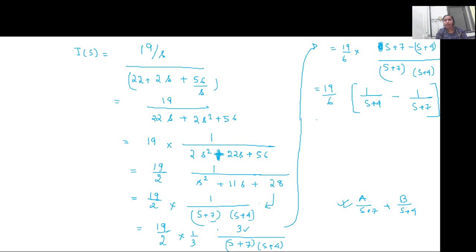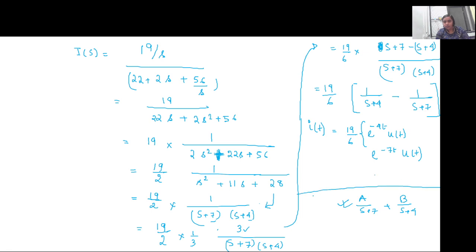Now we can easily take the inverse Laplace transform of this, right? So taking the inverse Laplace transform and writing in terms of I of t, it is 19 by 6 e to the power minus 4t u of t, and e to the power minus 7t u of t, right?